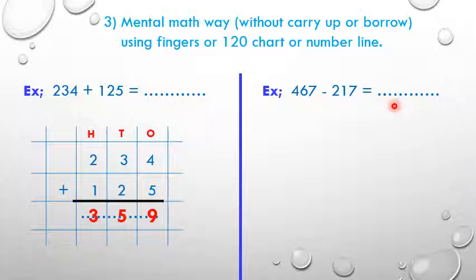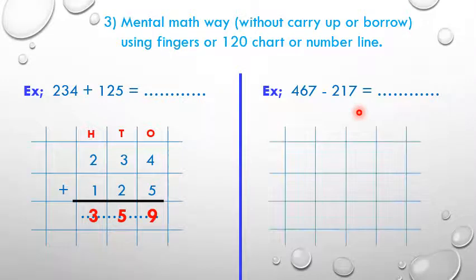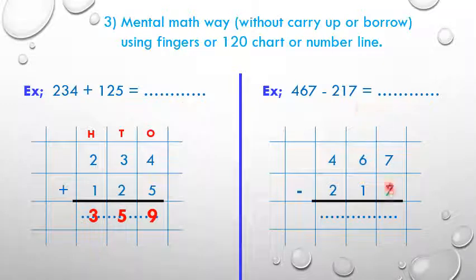Here we have another exercise, 467 minus 217. To find the result here, we can use our vertical form. Write this number ones and ones together, tens and tens together, and hundreds together, and put minus sign. Beginning from ones place, 7 minus 7, it will be 0. 6 minus 1, count after 1 until you reach 6. It will be 5. Then 4 minus 2, count after 2 until you reach 4. It will be 2. This number is called 250.